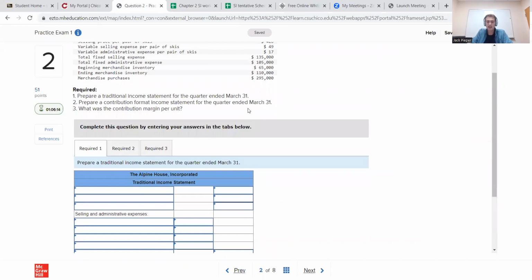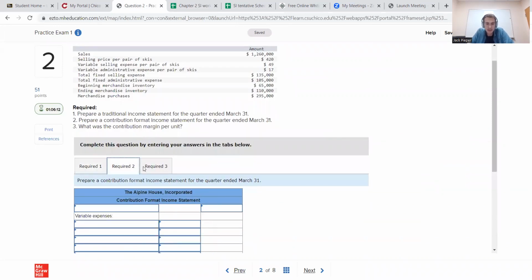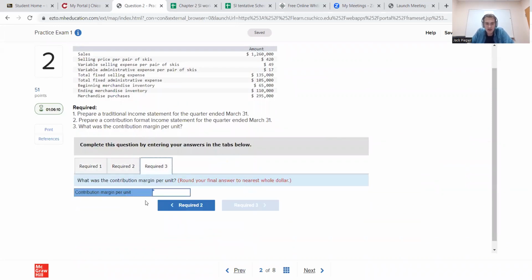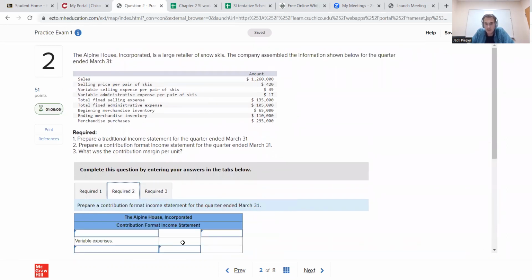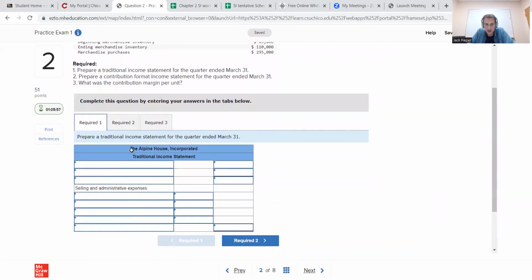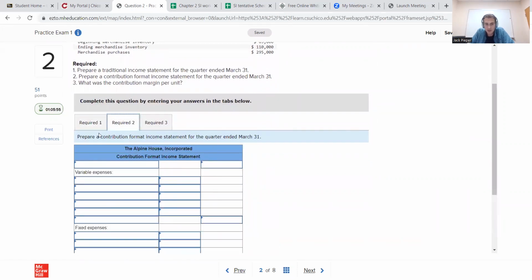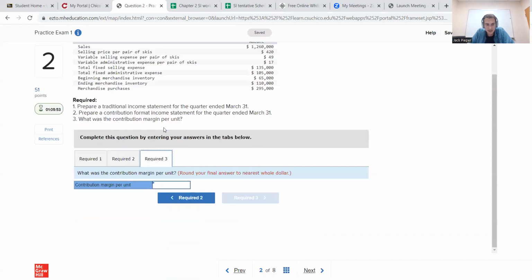All right, this is a good example. So here we have our traditional income statement, we have our contribution format statement, and we have our contribution margin per unit. I'm going to do our contribution format income statement first, just so I can show you. And once we do that, it'll probably be a little easier to understand and do this one. You're welcome to do it any way you want, but this is how I like to divide it up.